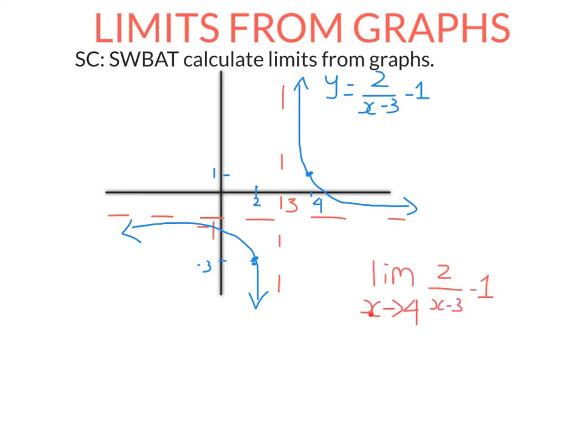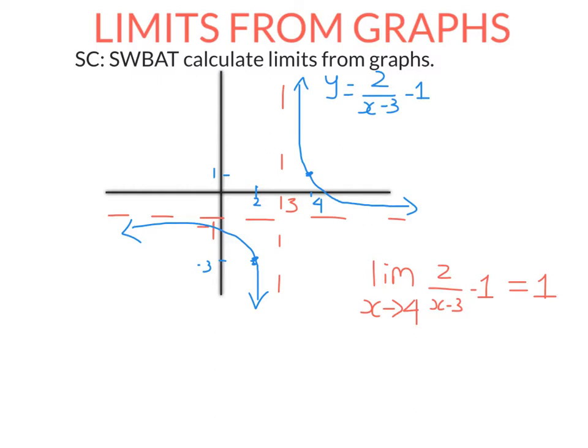So this is saying the limit as x approaches 4 of 2 over x minus 3 minus 1. It's saying what happens to the y value of this function as x gets closer and closer to 4. We can just read that off the graph. As x gets closer and closer to 4, y gets closer and closer to 1 from both directions. So this limit here is just 1. And that's the same thing you'd get if you substitute x equals 4 into this equation here.